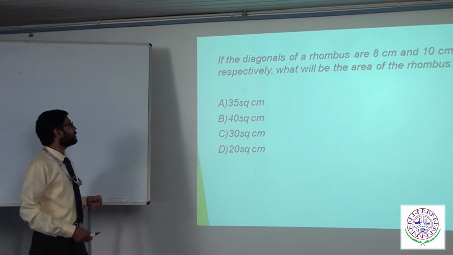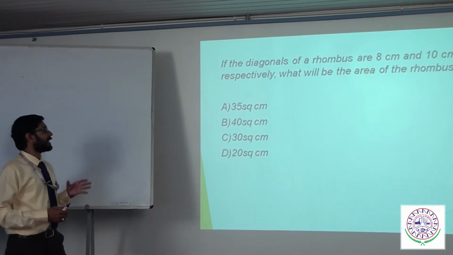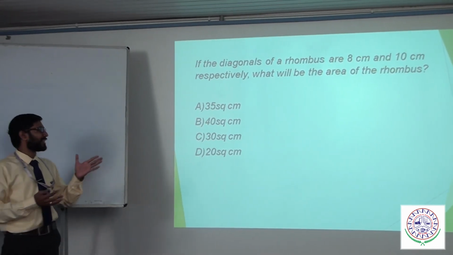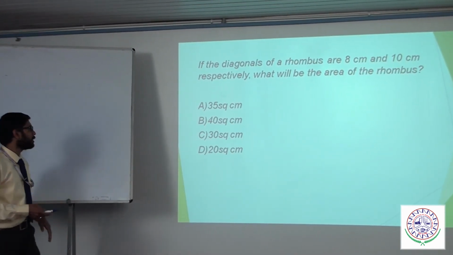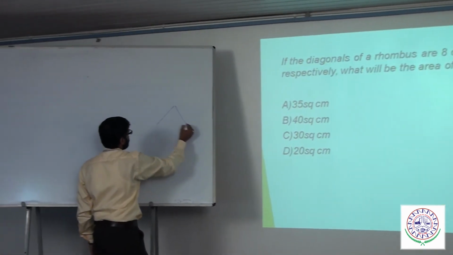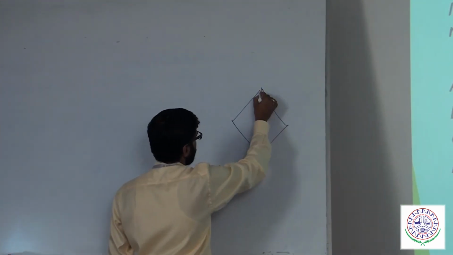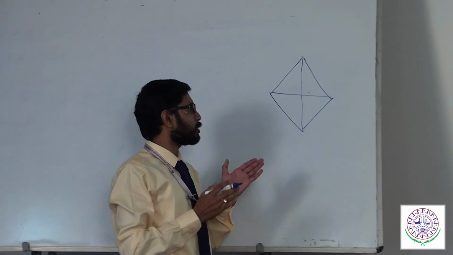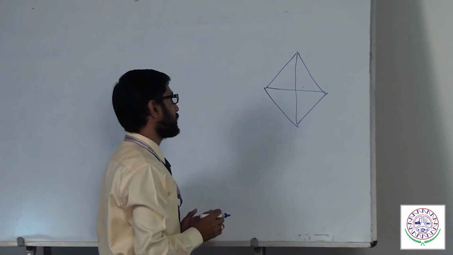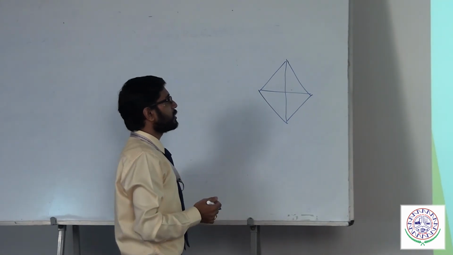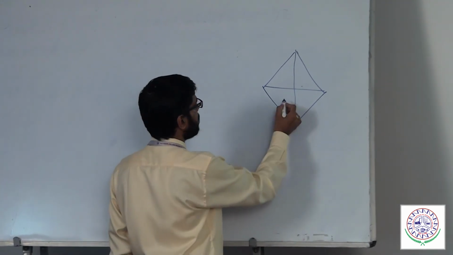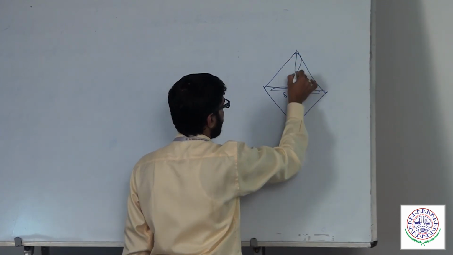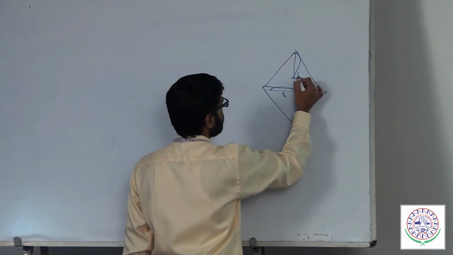Take the next question. If the diagonals of a rhombus are 8 cm and 10 cm respectively, what will be the area of the rhombus? It is directly based on the formula. I will explain the rhombus first. This is the rhombus and they have given two diagonals. A rhombus is also a type of parallelogram. If I consider this as 8 cm from here to here, I will take this as 10 centimeters.